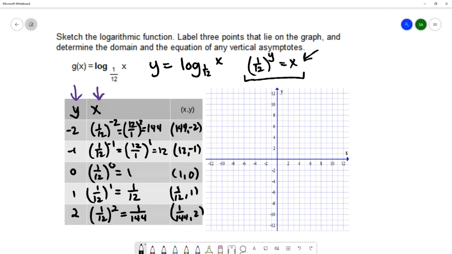The 144 and -2 is way off my grid down here. 12 and -1 would be about here. Then we have 1, 0, and 1/12, 1. So 1/12 is really close to 0, and 1/144 is even closer to 0. And if we connect these points together, we get a graph that looks something like this.